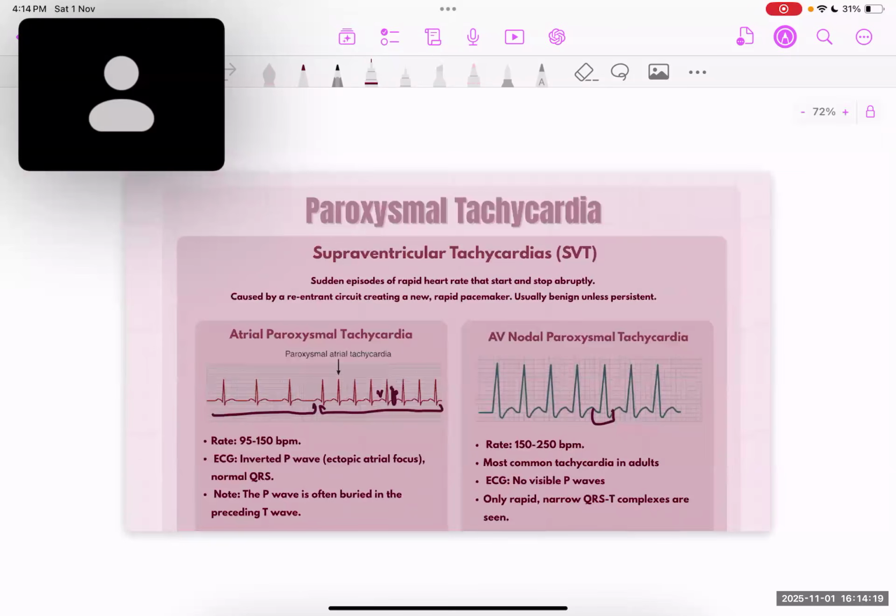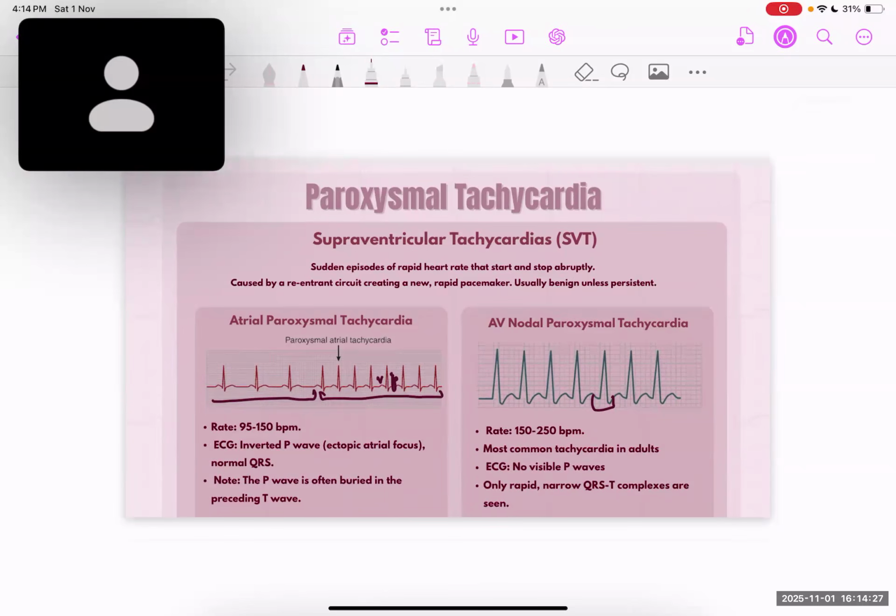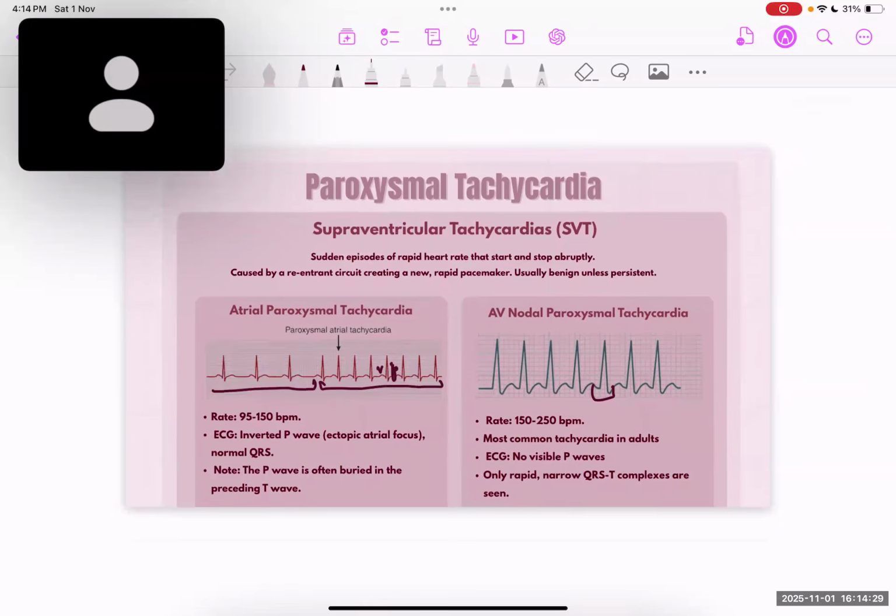So this is the difference between the two. These are both supraventricular tachycardias. As the name suggests, tachycardia means faster rates. And the more common one is the AV nodal.